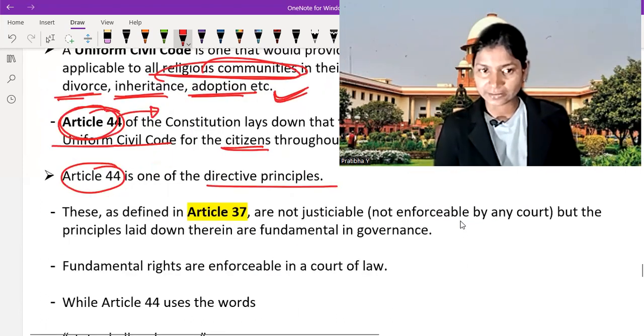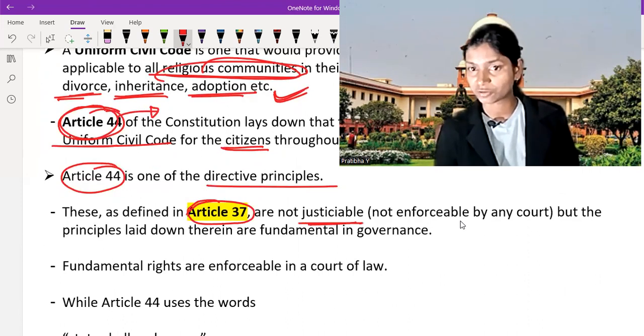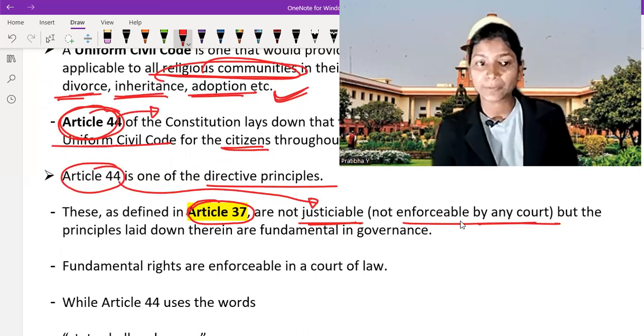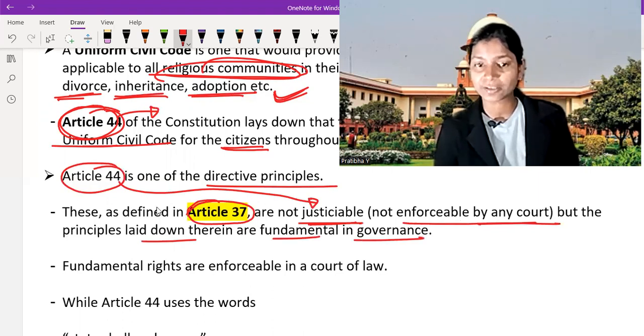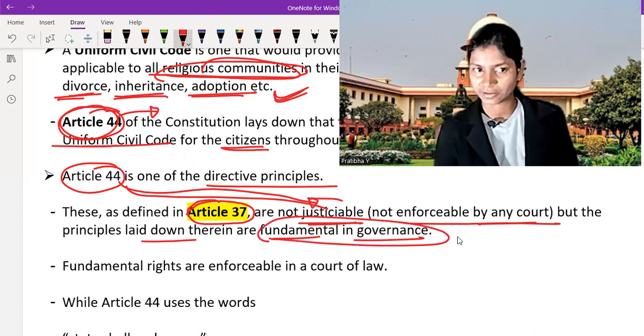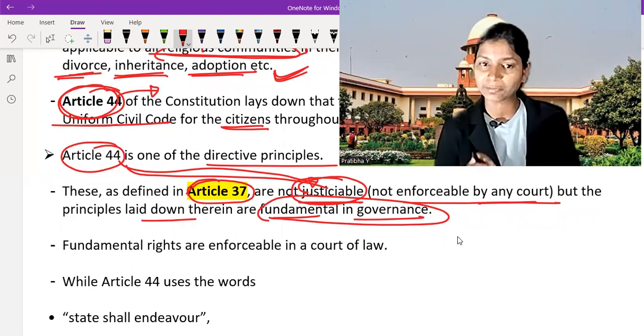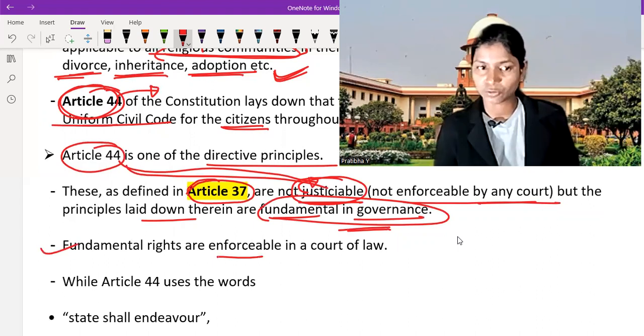These, as defined in Article 37, are not justiciable, not enforceable in any court. So Article 44 is not justiciable, that is, not enforceable by any court, but the principles laid down therein are fundamental in governance. Remember, very, very important: Article 44 is not justiciable, but the principle laid down in it is fundamental in our governance. We know that fundamental rights are enforceable in a court of law, but DPSPs are not.